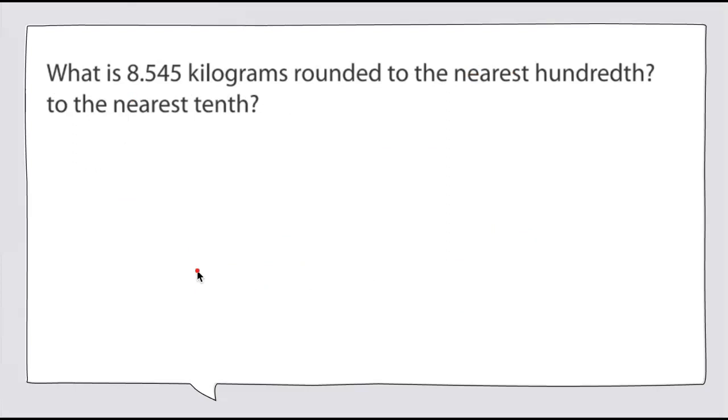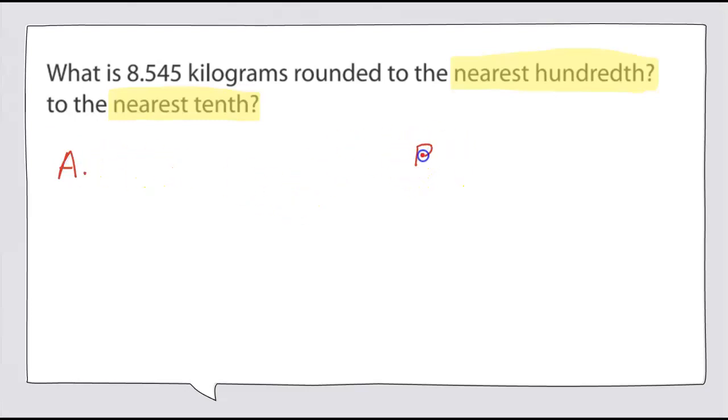All right, last one. So this one says, what is 8 and 545 thousandths of a kilogram rounded to the nearest hundredth? Okay, so here's our direction, nearest hundredth. Remember, we want to highlight, underline, circle, star, whatever you want to do to make sure that you're understanding the direction. So this is part A, nearest hundredth. Then it says to the nearest tenth. So there are two questions in this question. That's why it's so important to read the entire question. Okay, so part A is going to be rounding to the hundredths, and part B is going to be rounding to the tenths.